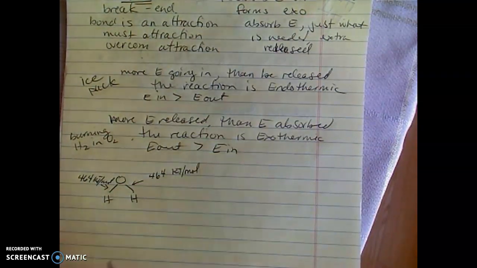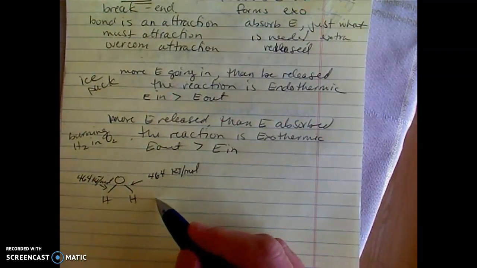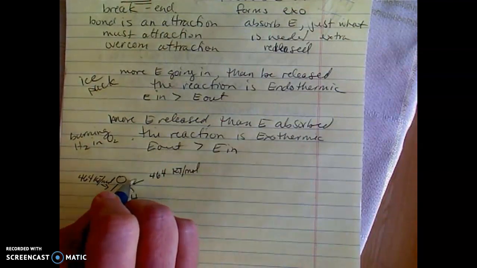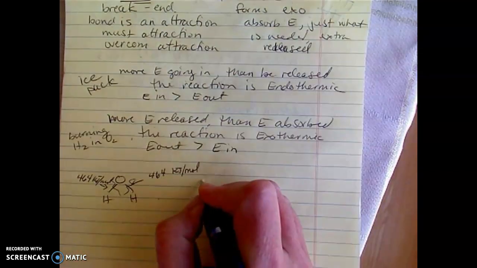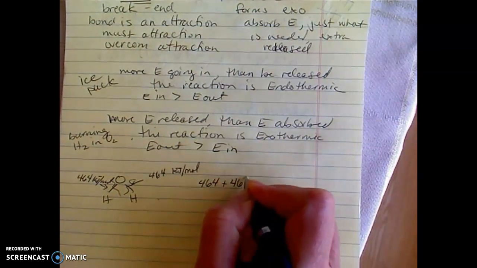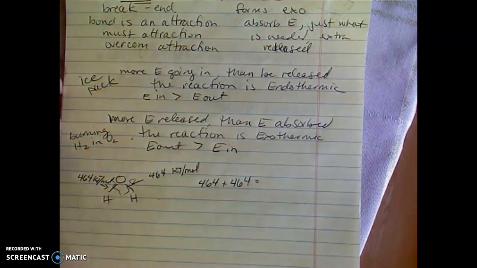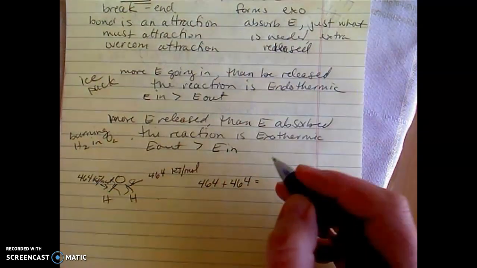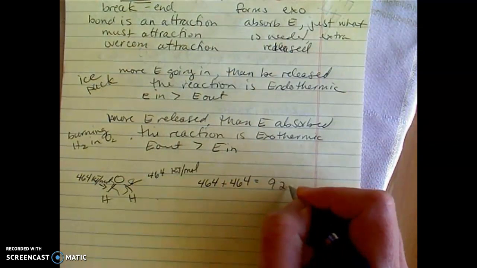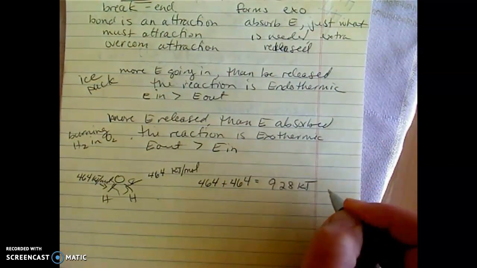So if you wanted to break apart all the water molecules in 1 mole, you have to break this, you have to break this. So your answer would be 464 plus 464. And then that would tell you how many kilojoules it would take to break 1 mole's worth of water molecules, which would be 928 kilojoules.